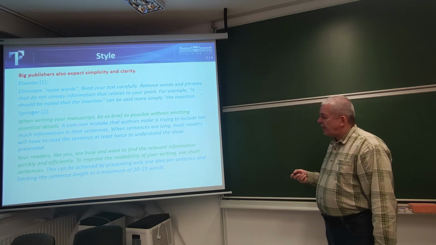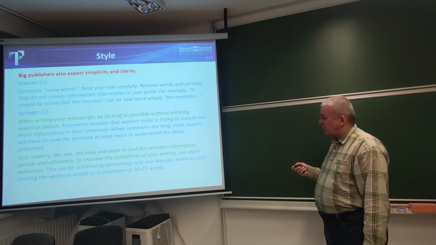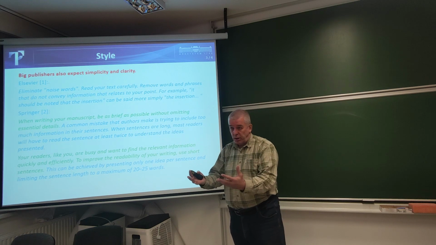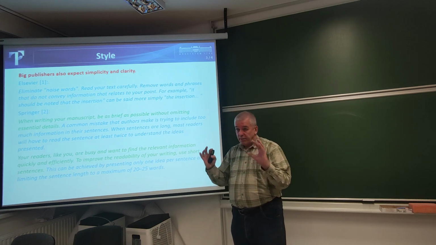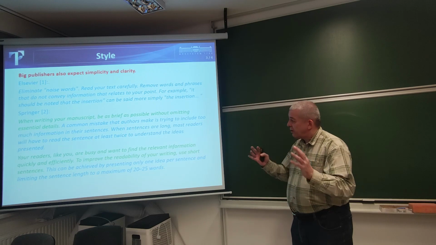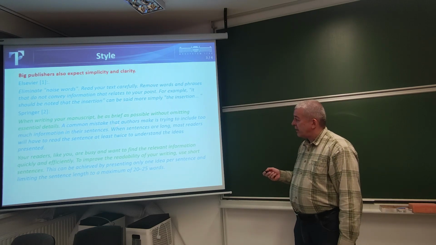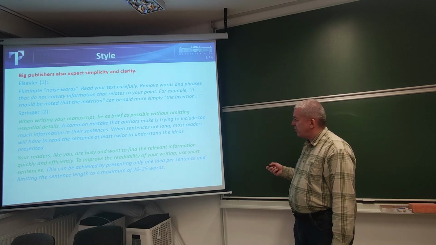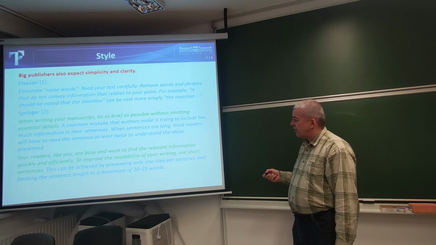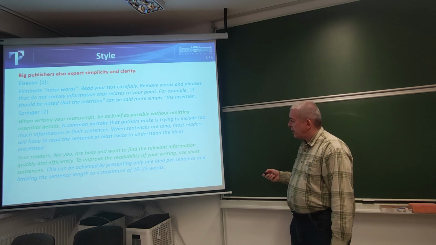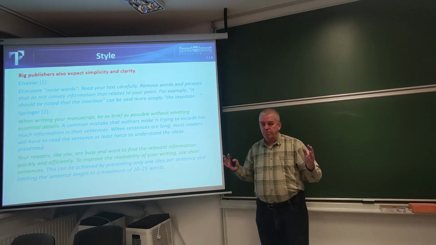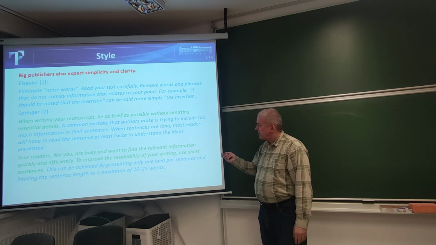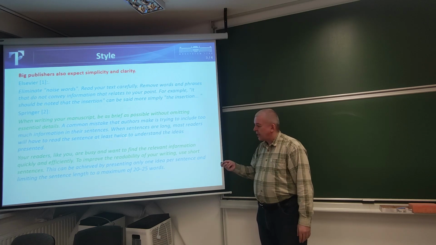Springer says: when writing your manuscript, be as brief as possible without omitting essential details. Give all the information, but write in a short way, write a short text. A common mistake that authors make is trying to include too much information in their sentences. When sentences are long, most readers will have to read the sentence at least twice to understand the ideas presented. Sentences should not be 2 kilometers long. And this is an important idea.